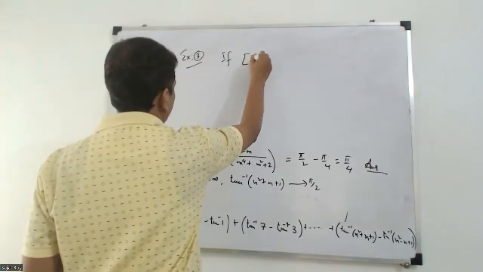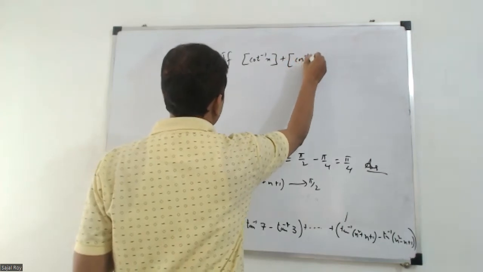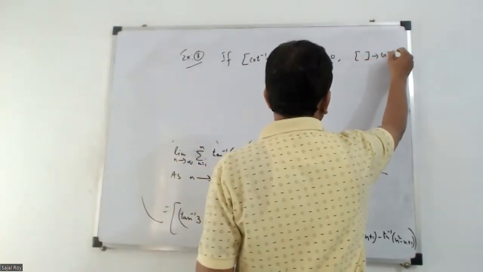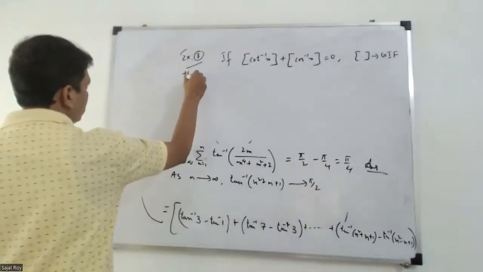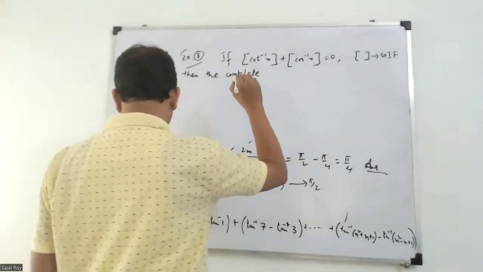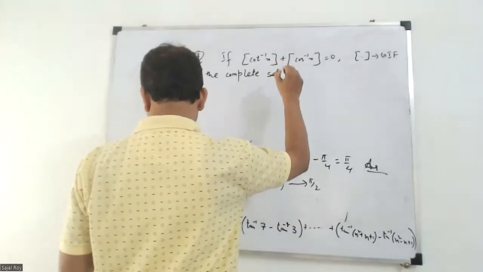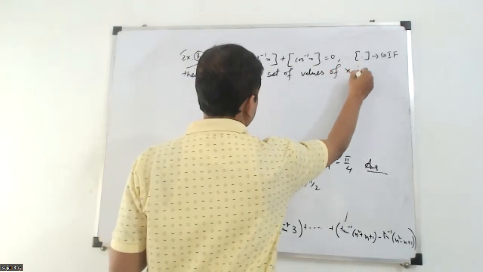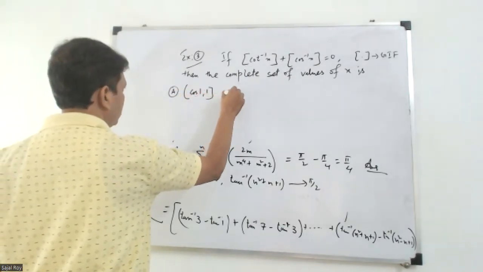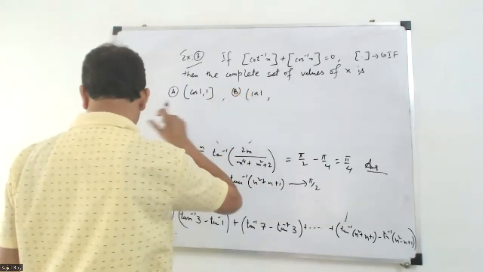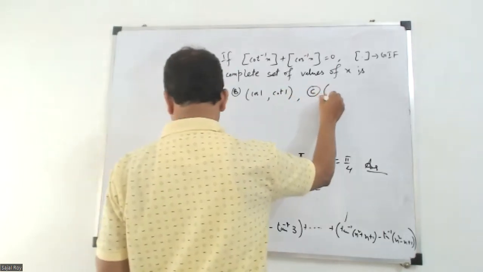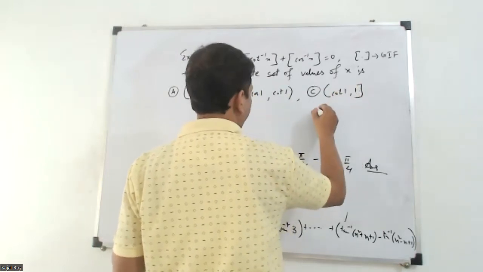If box cot inverse x plus box cos inverse x equals 0, where this box denotes the greatest integer function, then the complete set of values of x is: a, cos 1, 1; b, cos 1, cot 1; c, cot 1, 1; and d, none of these.